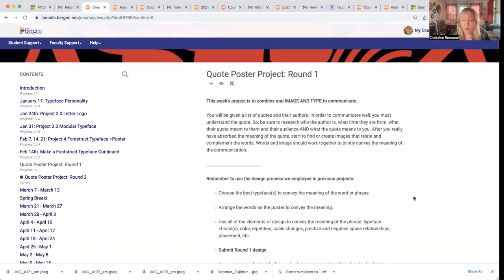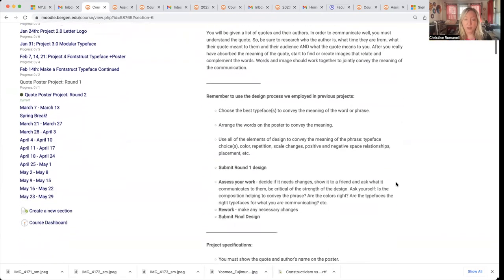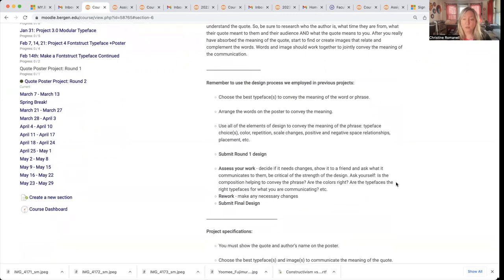I want you to really absorb the meaning of the quote, and find images or create images that relate and complement the words. So those words and the image should work together to jointly convey the meaning of the idea of the quote. So you're going to choose a typeface that's going to really make the words legible, easy to read, and convey the message in the best possible way. Think about the meaning behind things.